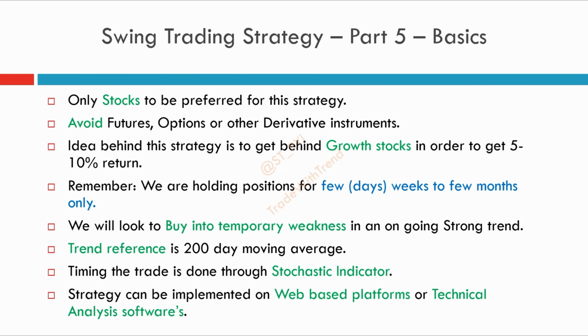For this particular strategy, stock should be the preferred instrument. Kindly avoid futures, options or any other derivative instrument. By the time I finish this video, you would know why stocks are the best instrument for this particular strategy. What we are looking to do in this strategy, especially if you want to go long, is buy into temporary weakness in an already established uptrend. On the flip side, in case we want to go short, we would want to short sell into temporary strength while the trend remains down.